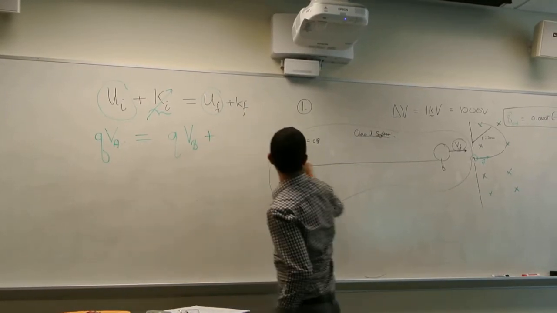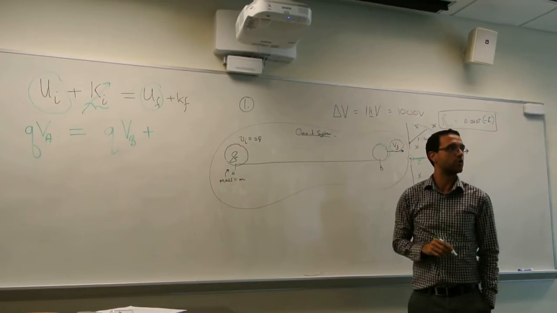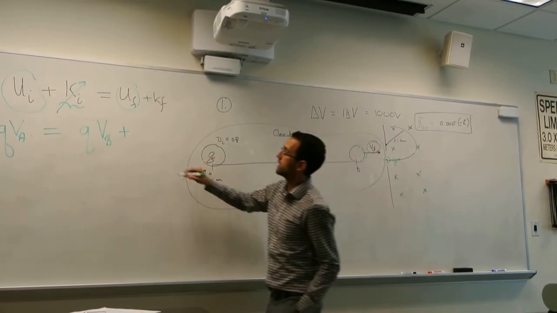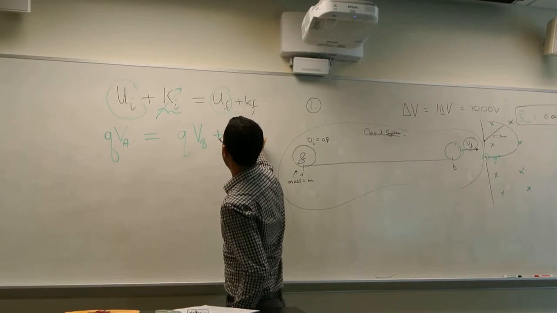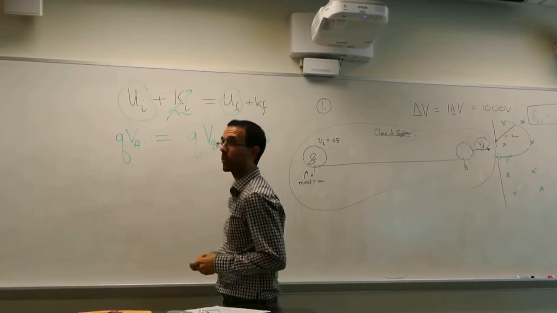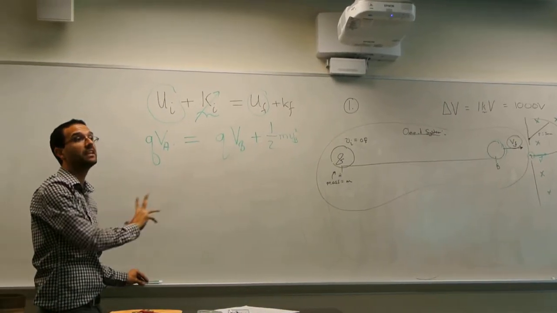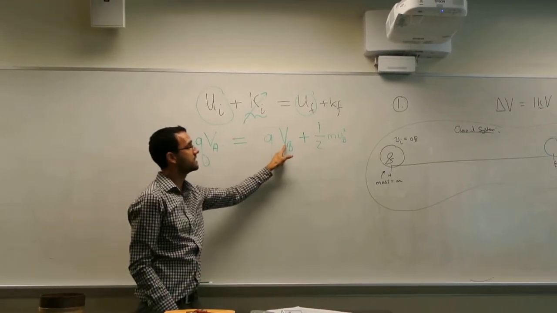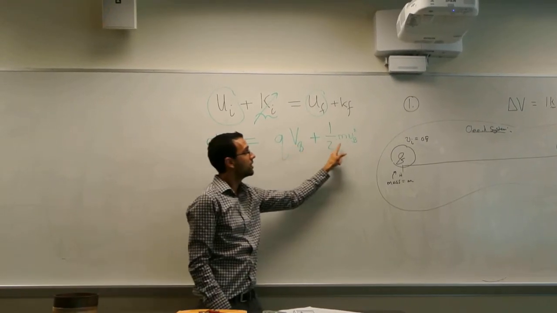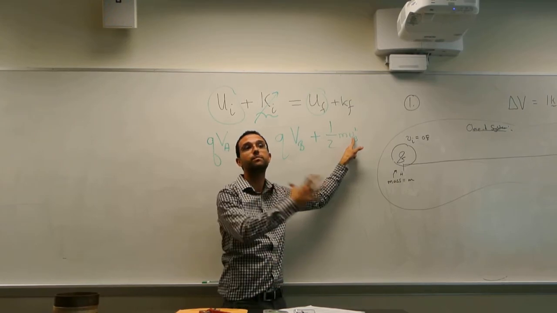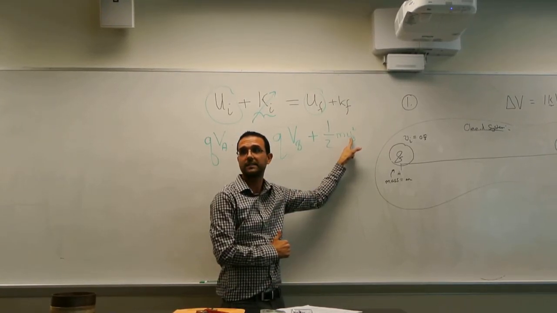Plus, does everybody agree that now it's going to have some kinetic energy? Does everybody agree? So its kinetic energy will be 1/2 mass times the speed at point B squared. It's important to note that there are two V's here. One V is the voltage, that's the capital V. The lowercase v is the speed. Does everybody agree? Everybody see that?